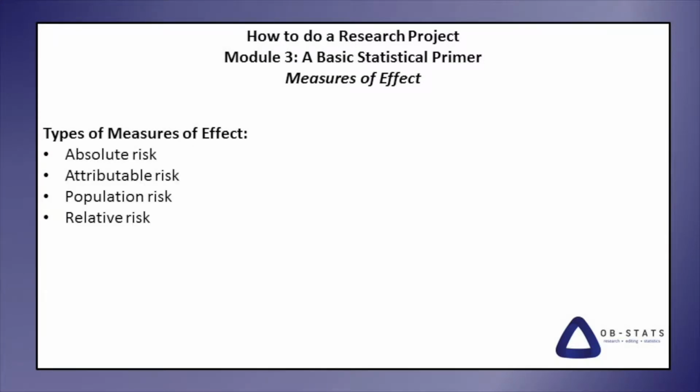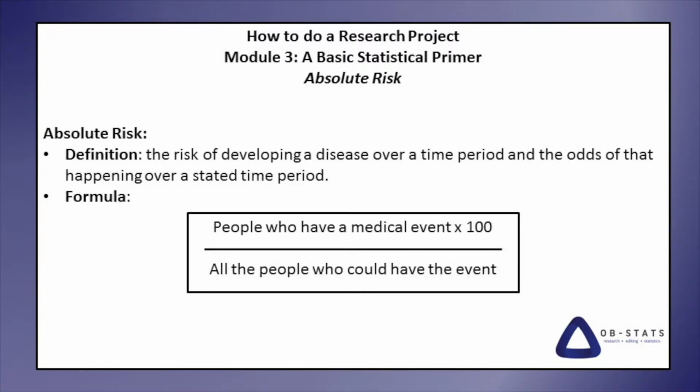1. Absolute risk. 2. Attributable risk. 3. Population risk. And 4. Relative risk. Absolute risk is the risk of developing a disease over a time period and the odds of that happening over a stated time period. The formula for absolute risk is people who have a medical event multiplied by 100, all divided by all the people who could have the event.